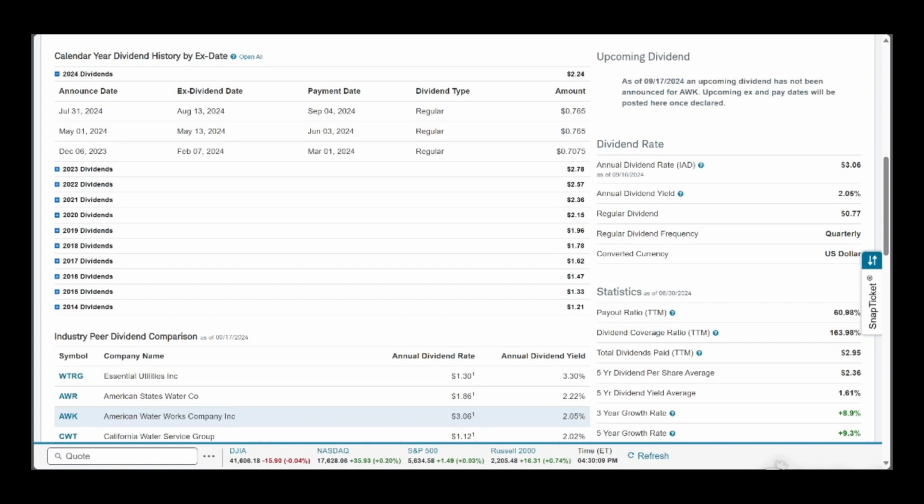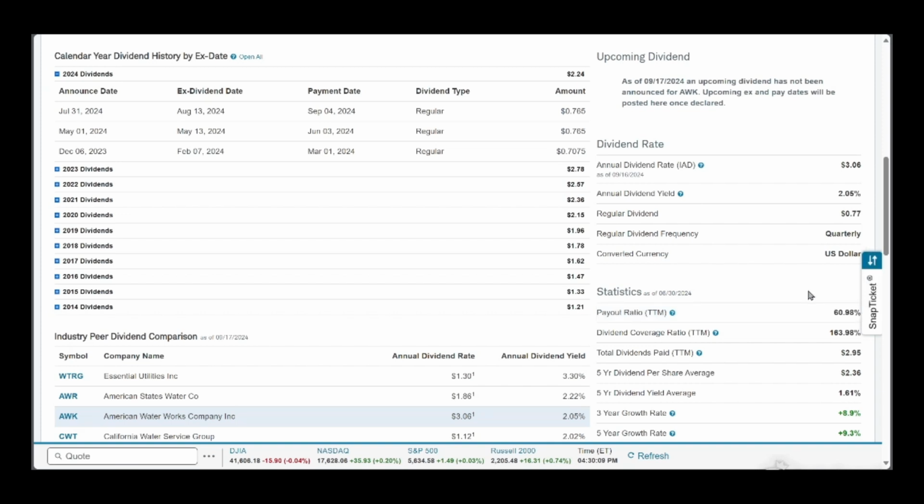So next, what we're going to go over is the payout ratio. The payout ratio essentially helps you understand how much of a company's earnings are being paid out in dividends. So this is payout ratio, TTM, which is trailing 12 months, is 61%. And the formula for payout ratio is dividends per share divided by earnings per share. So if a company's earnings per share are $5 and they pay $2 in dividends, the payout ratio would be 40%. So that's how you get this 61% number.